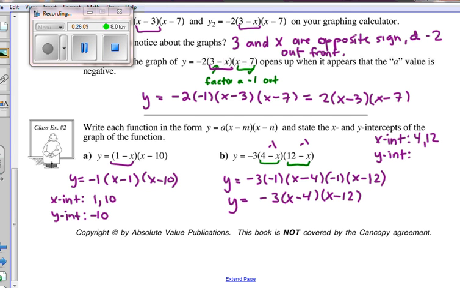Y-intercept. How do we get the y-intercept? Spencer? How do we get the y-intercept? 4 times 12 times negative 3. What does that equal? 140. -144 is 2 off. Very good though. Okay, moving on.